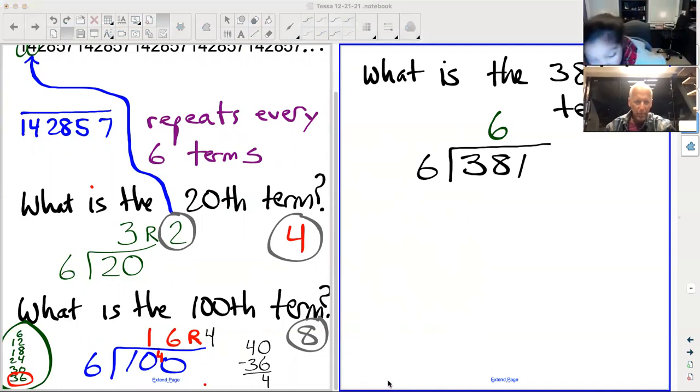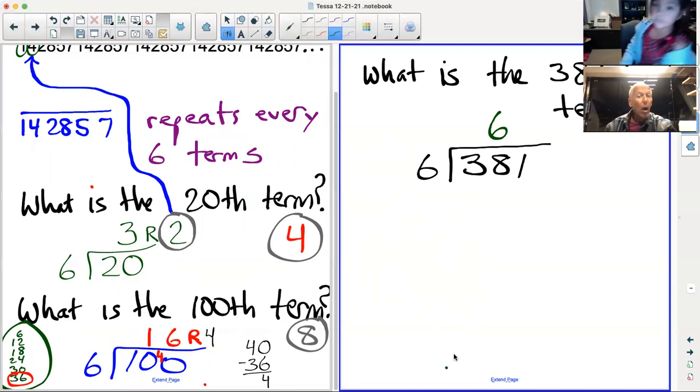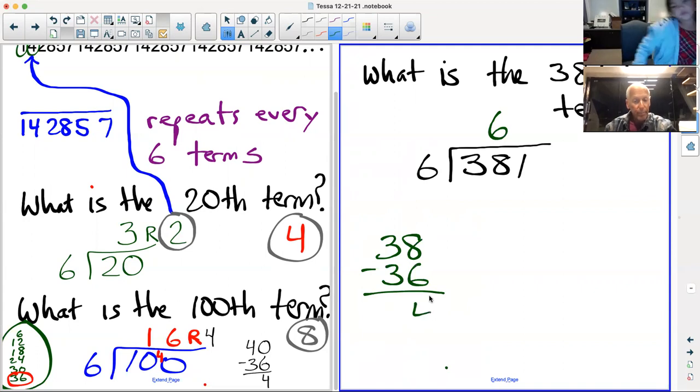The remainder. 4. So you think when you take 36 away from 38, you get 4. Does that make any sense, Tessa? Come on, Tessa, what is 38 minus 36? Tessa, what is 38 minus 36? I know you can do this.